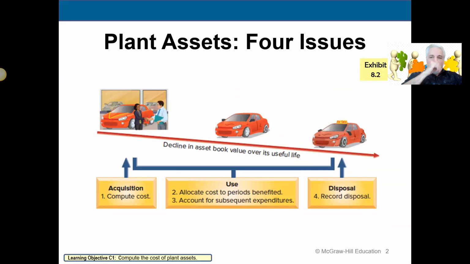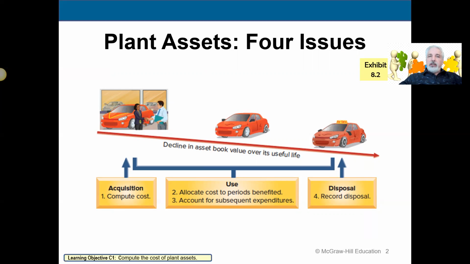Four issues. We've got a cost, historical cost when we buy the thing. We have the use, the allocation of cost over the periods benefited. So maybe a vehicle lasts for 4 years. Then we account for subsequent expenditures. So we might have oil changes on the vehicle. We might have a new engine we pop into a truck. And then we have disposal: record the disposal, getting rid of the asset, getting rid of the depreciation, and maybe recording a gain or loss if we sell it, or we'll just write it off. So those are the things we need to measure and account for when we analyze.